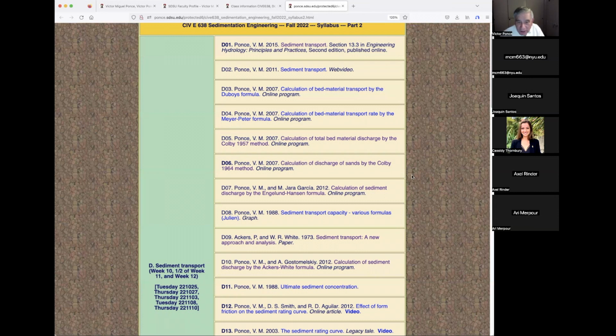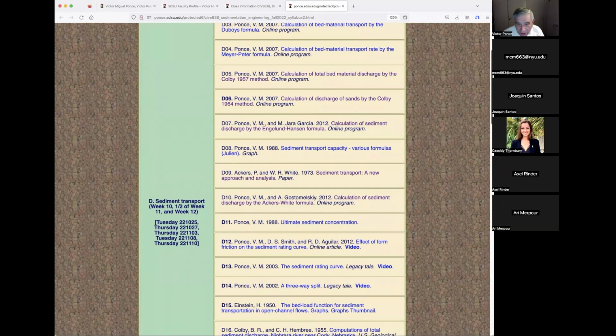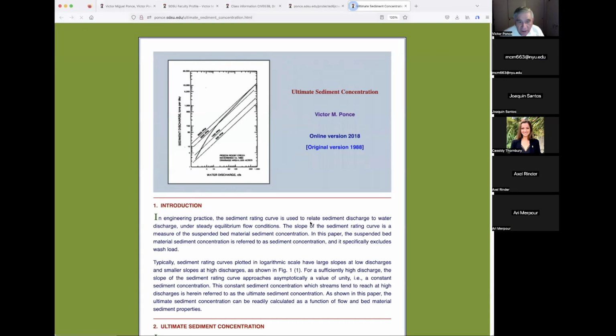Okay, so having said that, I am going to move on to the next subject, which is the ultimate sediment concentration. Ultimate sediment concentration, calculation, Ackers and White. This is a paper that I published in 1988, and it has a long and interesting story. Let's just say story, okay? The paper is called Ultimate Sediment Concentration, as it is shown in there. So this is what we're going to say in here.